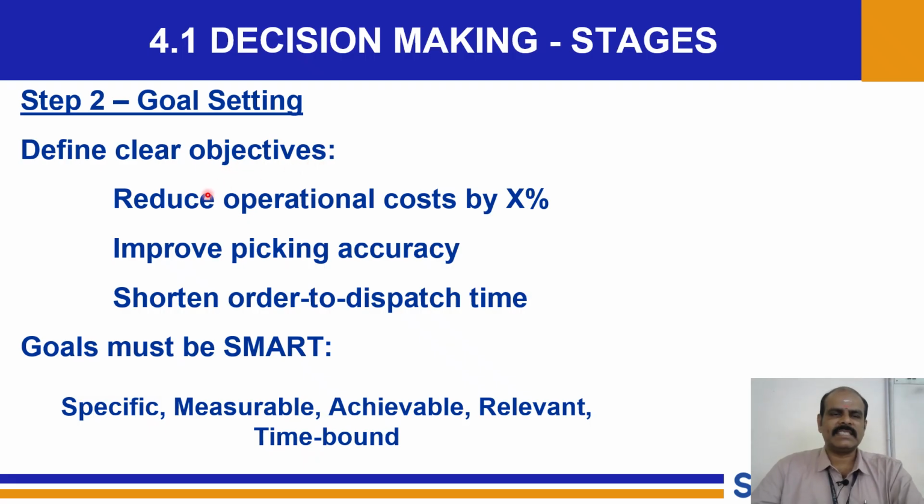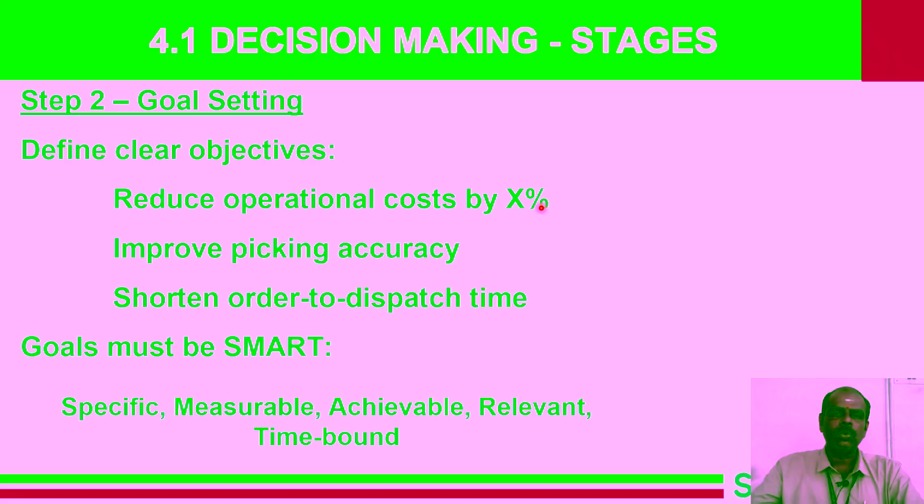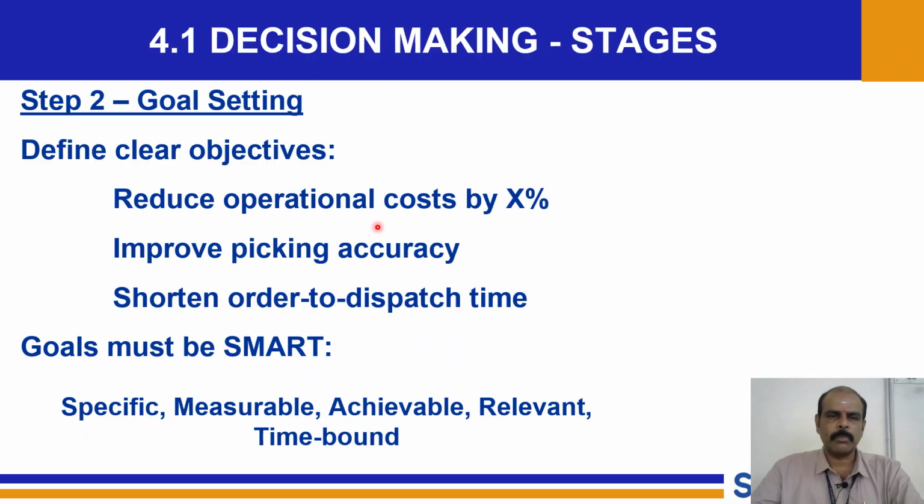So, the objective first: what is the objective? Give a very clear-cut, precise, tangible statement. That is the beauty of KPI. So, in the lines of KPI, go ahead with clear-cut, tangible ways. Reduce operational cost by X percentage, say this is the amount by which we want to reduce, so that we need to focus upon. Improve picking accuracy, whatever the case.